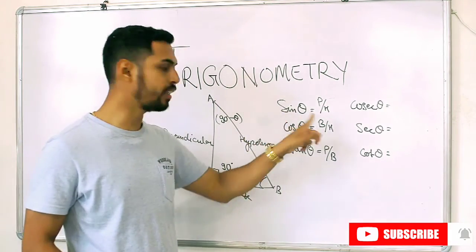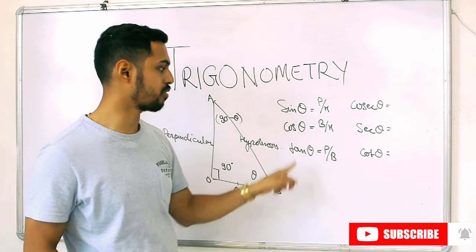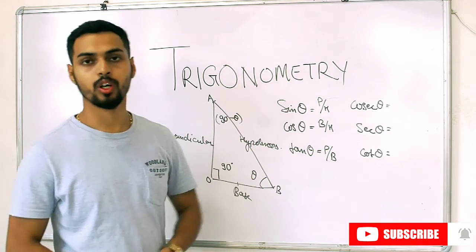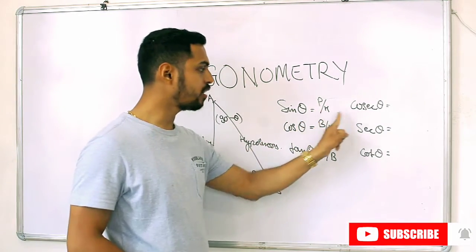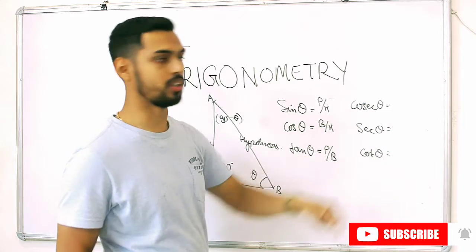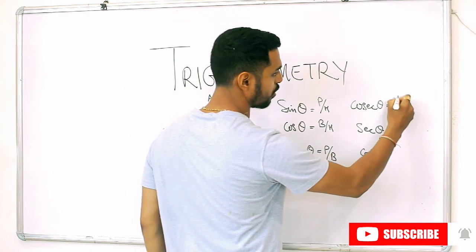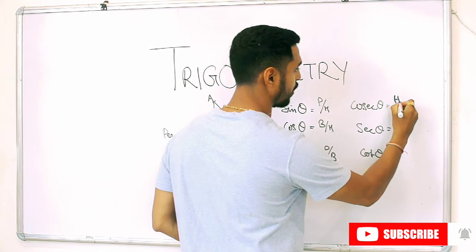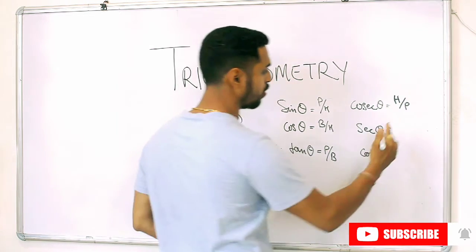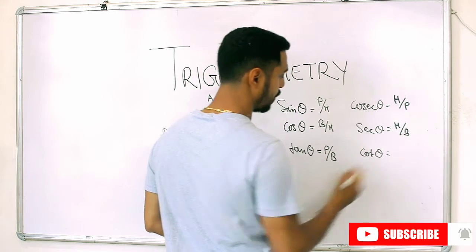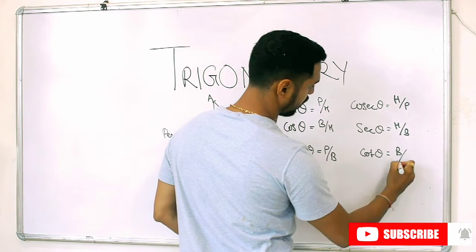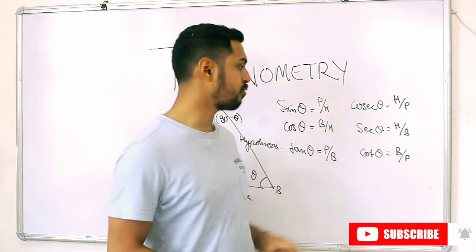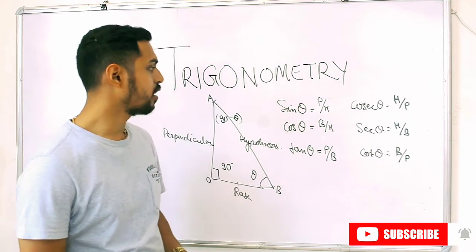So the formula for sin theta will be perpendicular upon hypotenuse. Cos theta will be base upon hypotenuse. Tan theta will be perpendicular upon base. And cosec theta will be just opposite. That means it will be reciprocal: hypotenuse divided by perpendicular, hypotenuse divided by base, and base divided by perpendicular. So these are the formulas which will be used for finding the ratios.